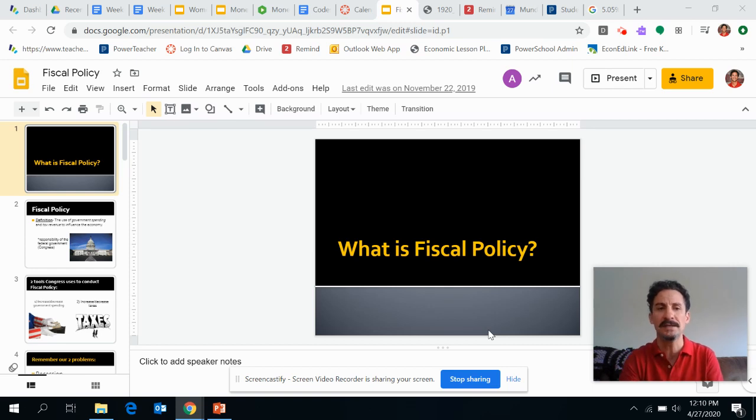So fiscal policy is one of the tools of the federal government used to try to control those ups and downs. You don't want to go too high too fast, and you don't want to fall too fast. So the government uses these policies to either slow the economy down if it's going too fast, or speed it back up if it's doing poorly. This is fiscal policy.